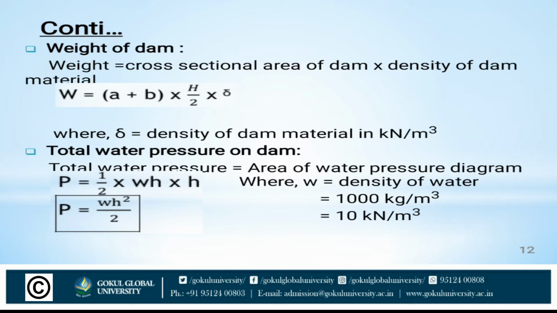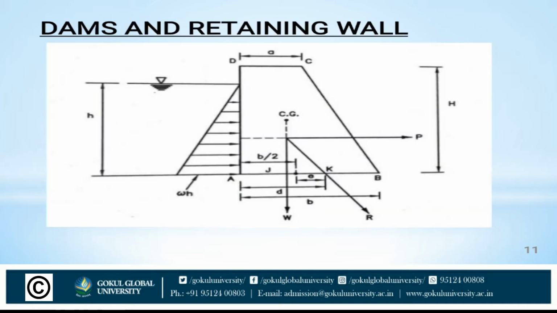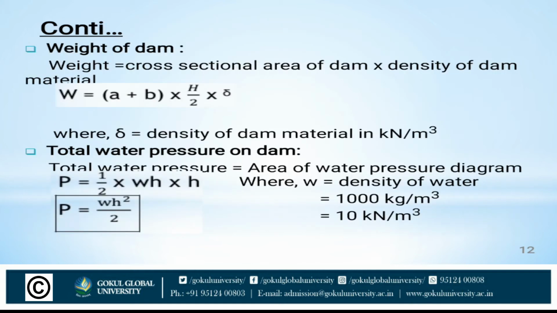Total water pressure on dam. Total water pressure is equal to area of water pressure diagram. So P is equal to 1 by 2 w into H multiplied with H. So we can see in this figure P force is acting. So wH is equal to base, vertical is a small h. By the Pythagoras rule, we can write 1 by 2 wH multiplied with the H. So P is equal to wH square by 2, where w is equal to density of water, so it is 1000 kg per meter cube. We can write 10 kilonewton per meter cube.